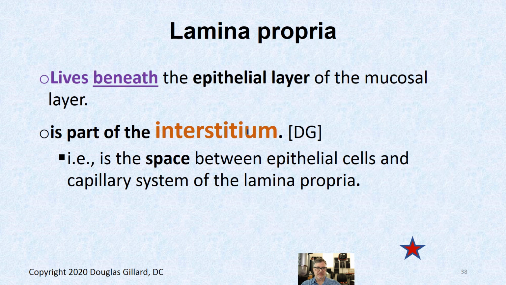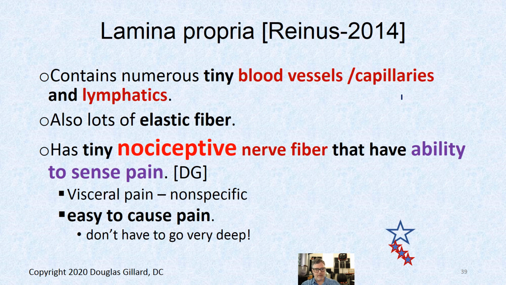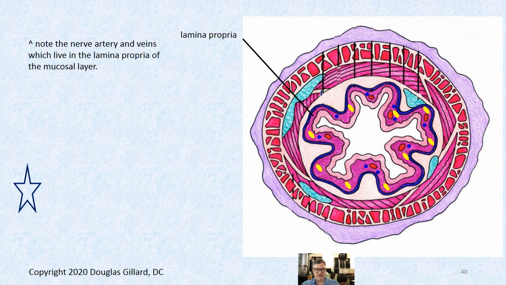Lamina propria, we said that's underneath the epithelial layer. And it's like an interstitium. That's where food and oxygen and such has to swim over to service those epithelial cells. They need nutrients, right? They're living tissue, so that has to be serviced. They contain tiny blood vessels and capillaries and nociceptors. Let's take a look at it. So I drew them in here on this drawing.